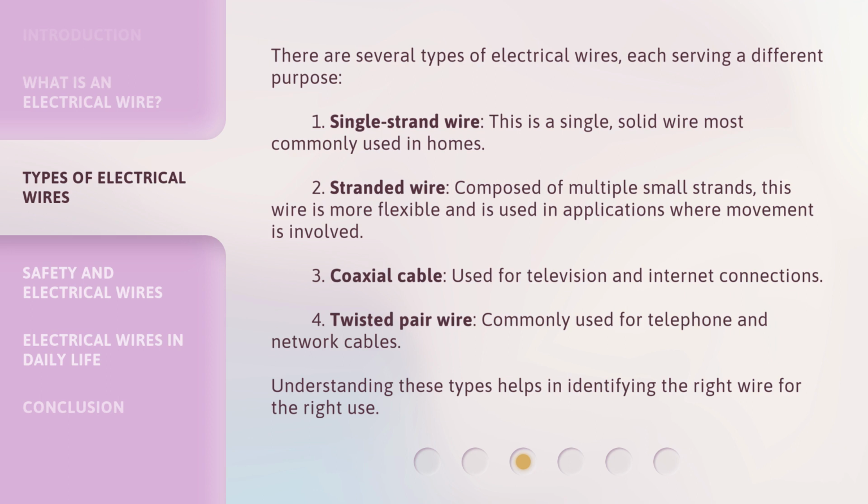There are several types of electrical wires, each serving a different purpose. 1. Single-strand wire. This is a single, solid wire most commonly used in homes. 2. Stranded wire. Composed of multiple small strands, this wire is more flexible and is used in applications where movement is involved. 3. Coaxial cable. Used for television and internet connections. 4. Twisted pair wire. Commonly used for telephone and network cables. Understanding these types helps in identifying the right wire for the right use.